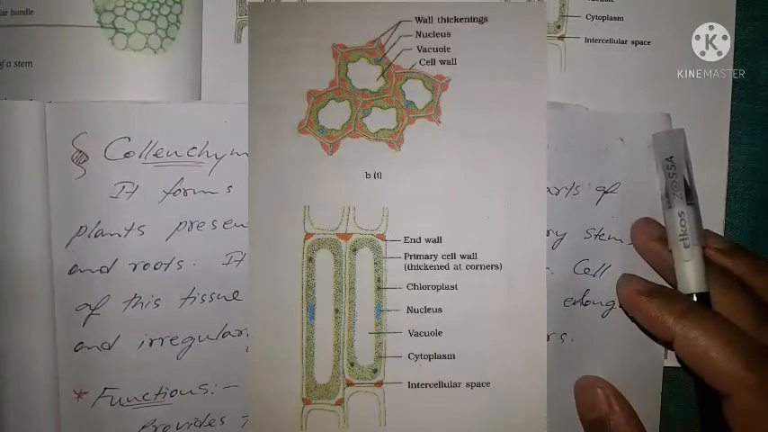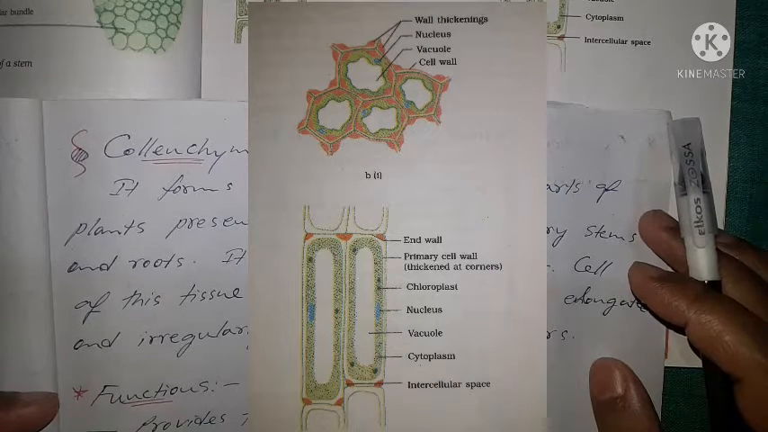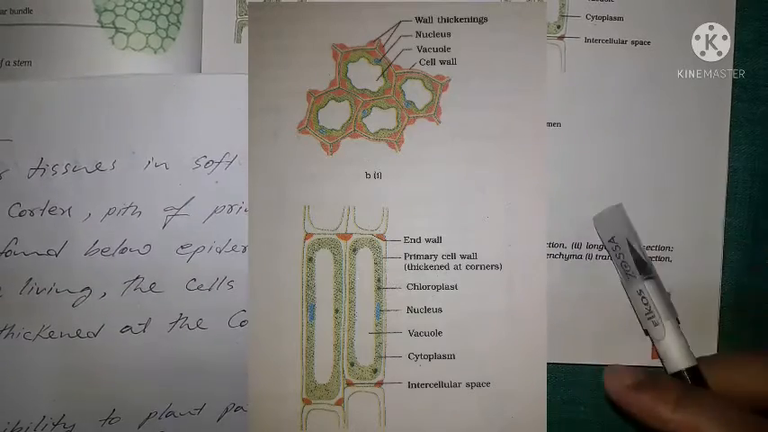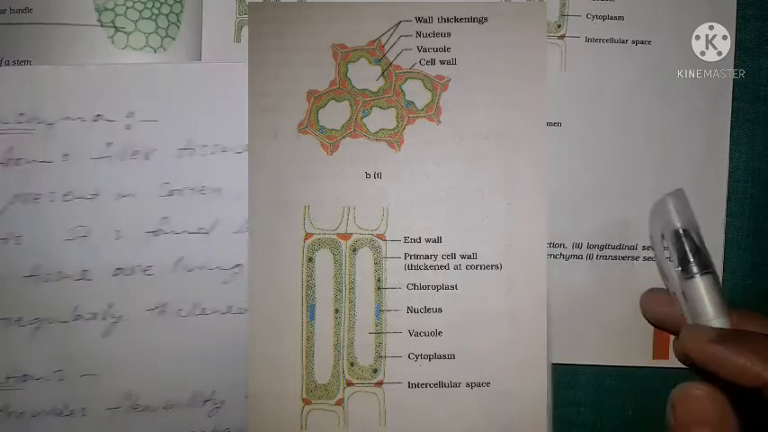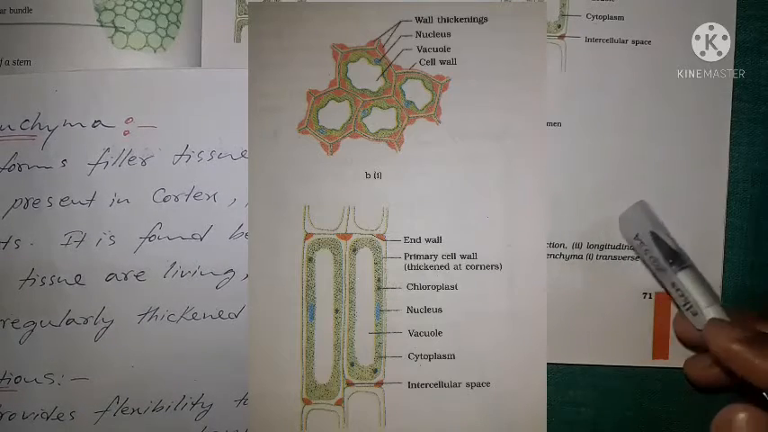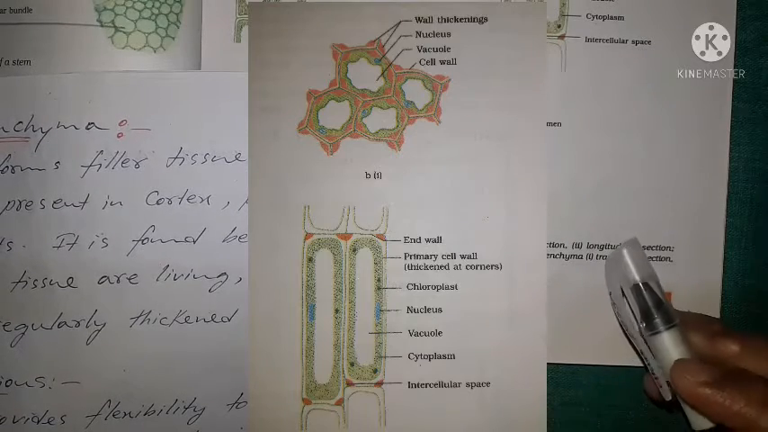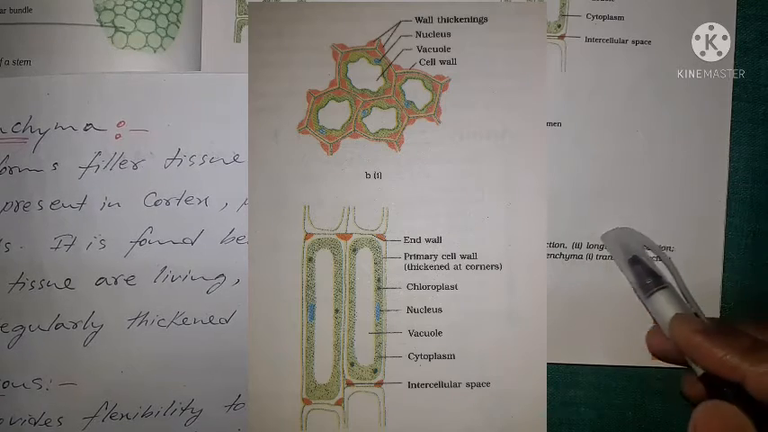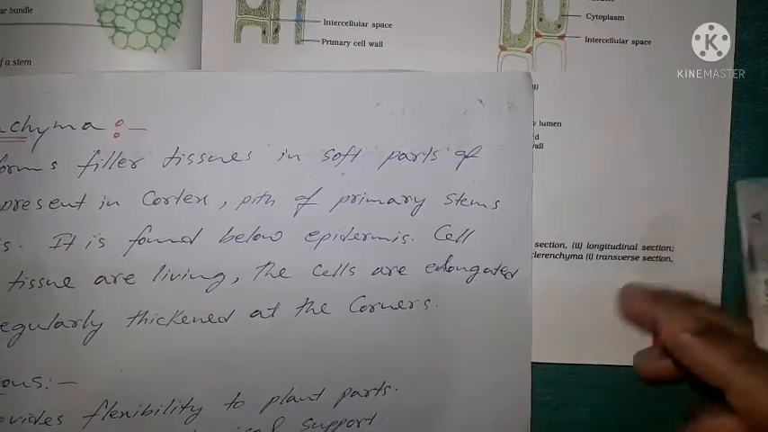As you can see in the picture, two pictures are given. The first one is the collenchyma in transverse section of the stem, and the second one is the longitudinal section. As we can see, the cells inside are living and elongated, and as you can see in the first picture, they are elongated and irregularly thickened at the corners. At the corners the tissues are quite thick.